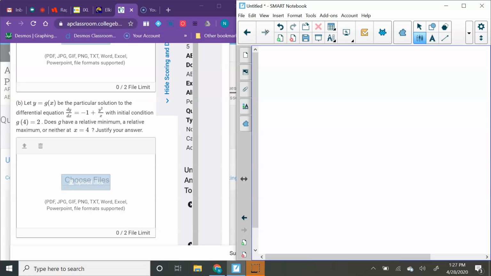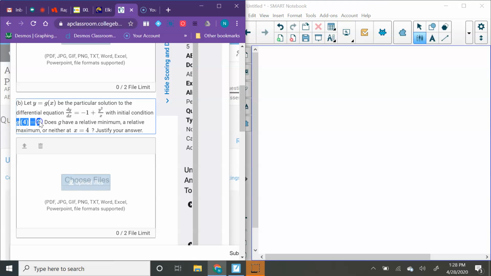So for part B, it says let y equals g of x be the particular solution to the differential equation with g of 4 equal to 2. Does g have a relative minimum or relative maximum or neither at x equals 4? And we are supposed to justify our answer. We're not actually going to solve this differential equation. In fact, if we did, we wouldn't really be able to solve it. They do give us some really important information right here. g of 4 equals 2.